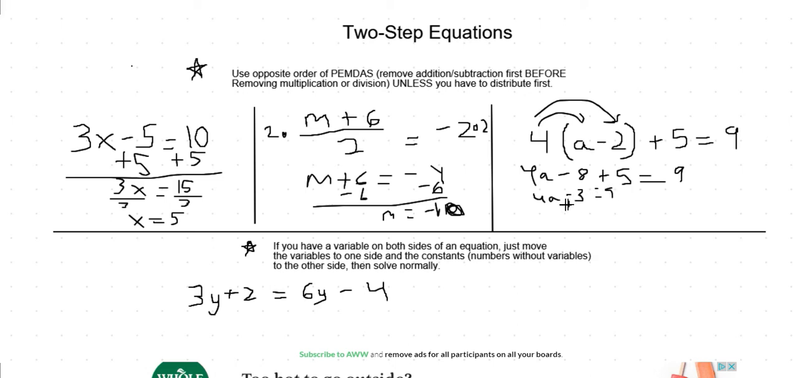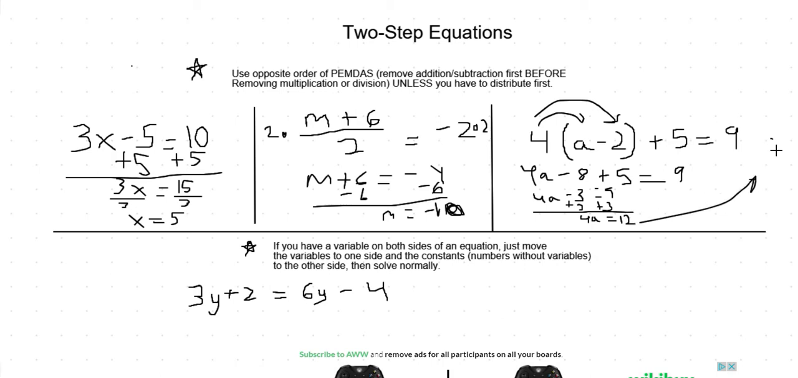I'm going to add 3 to both sides. The plus 3 minus 3 cancel. I get 4a equals 12. I'm going to go ahead and just bring that over here because we're kind of out of room there. So 4a equals 12. My last step is divide, because that's multiply. A equals 3.